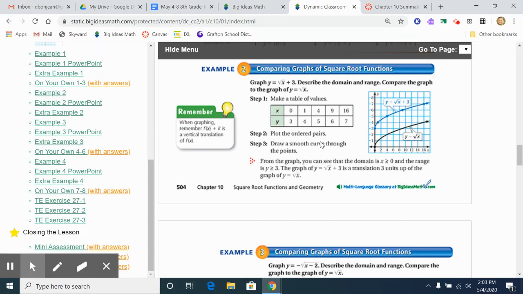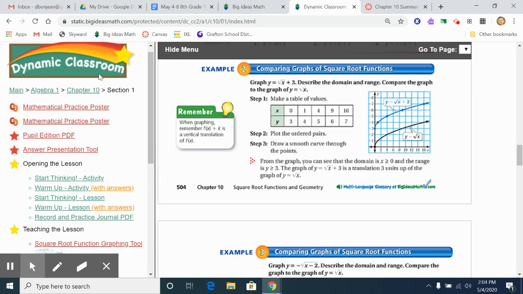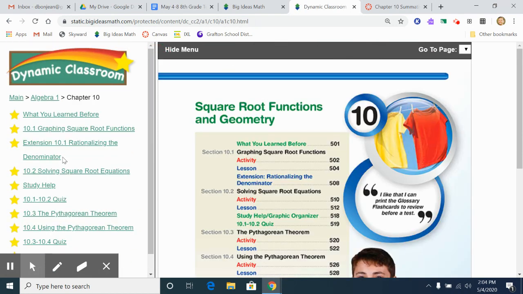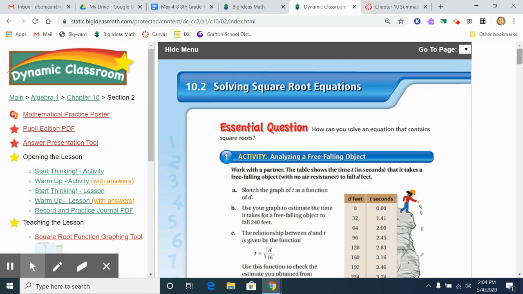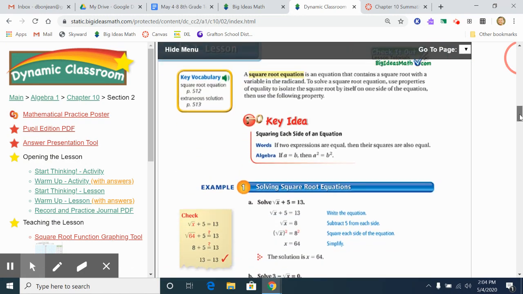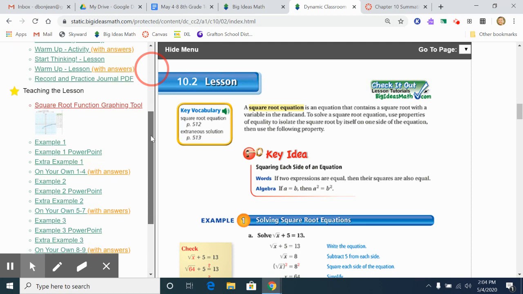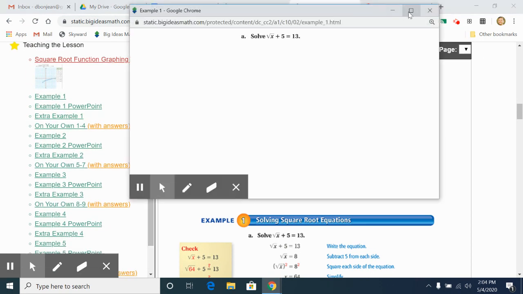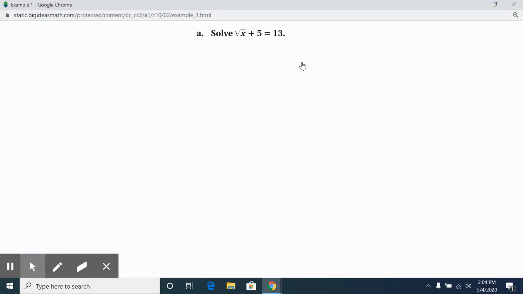Numbers 6, 7, and 8, we're going to be solving square root equations. Solving square root equations was under 10.2. Number 6 matches pretty well with something like this. If we wanted to solve the square root of x plus 5 equals 13, to solve a square root equation, we're going to isolate the square root symbol, or the expression underneath the square root symbol. That's what they did here.